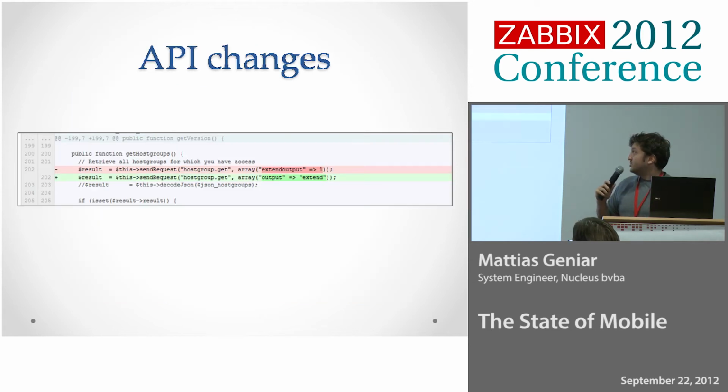There's a lot of small changes such as this, where you used to say extend output, now you would say output equals extend. This hurt back then because documentation wasn't okay. Many of those 2.0 API things were not documented, but I'm glad to say they are now, or at least better. So if you're migrating from 1.8 to 2.0, you will probably have a less hard time than I did.